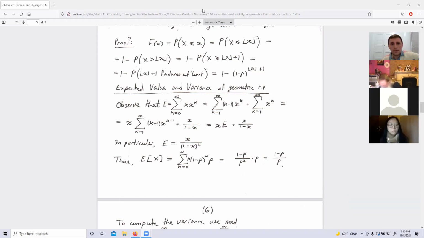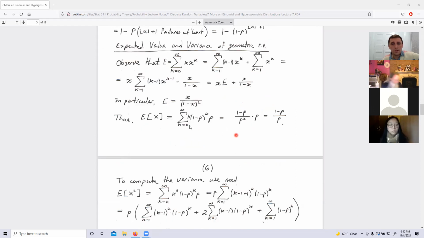So here is what we have. The expected value of X is then what? I use this formula. This is the previous number that I have. So what do I get here? I get 1 minus p divided by 1 minus p squared. So it's this thing.